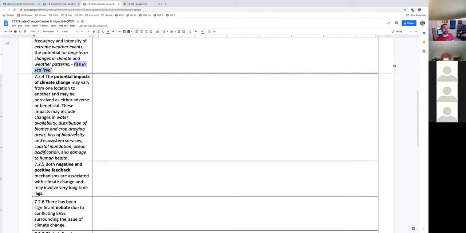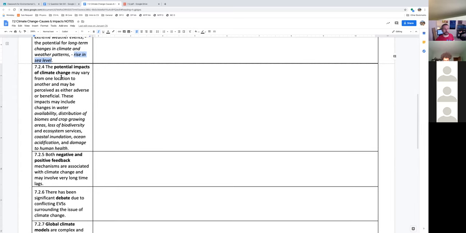All right, 7.2.4, the potential impacts of climate change vary from one location to another. We see all these reasons. Okay, so this is something to have in your notes: which ones of these impacts are we concerned about here in Cleveland? Which ones of these impact us the most?